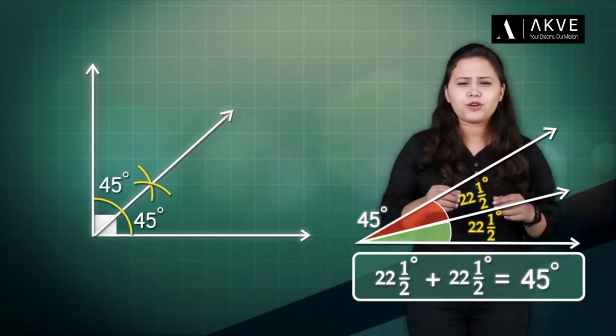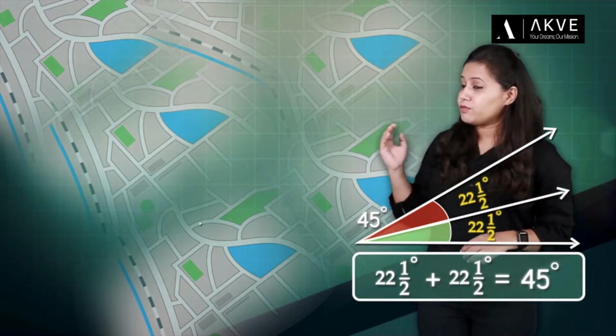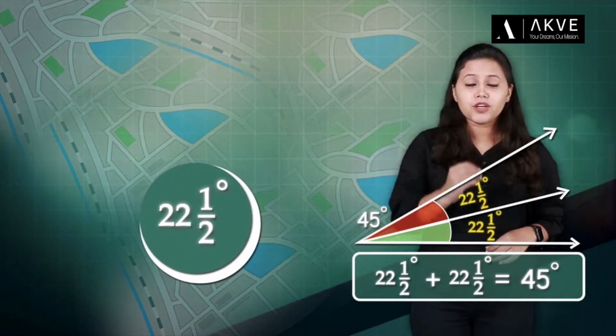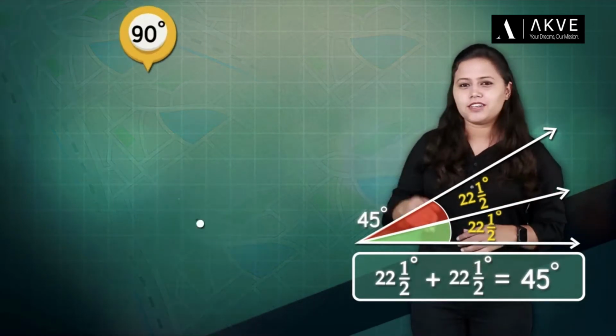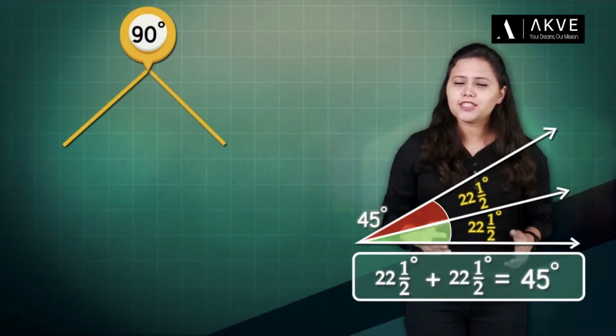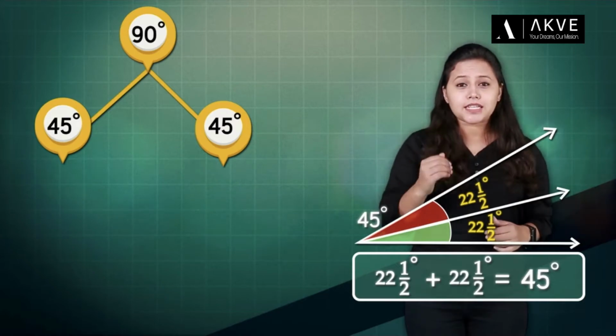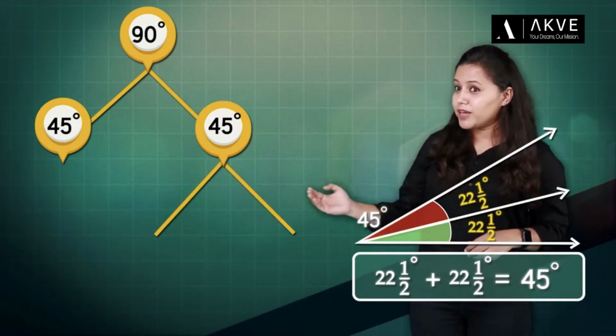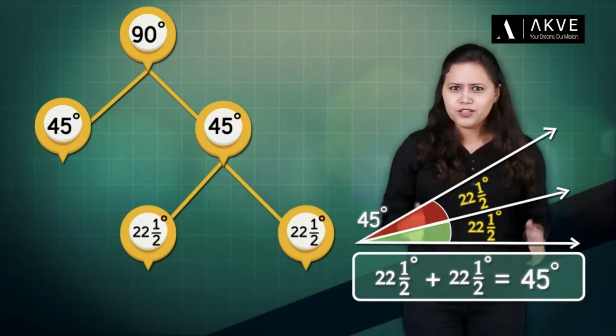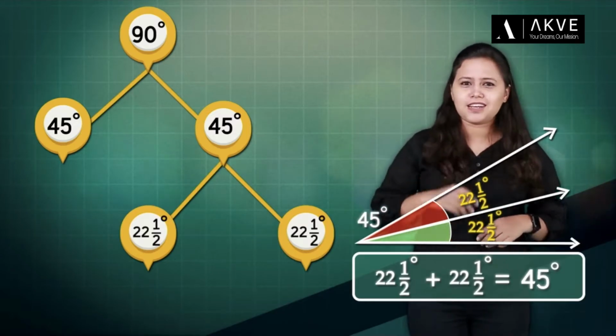So now we have a roadmap. To get an angle of 22.5 degrees, we first have to construct an angle of 90 degrees. And on bisecting it, we will get an angle of 45 degrees. And on further bisecting it, we will get an angle of measure 22.5 degrees. So without any delay, let's get started.